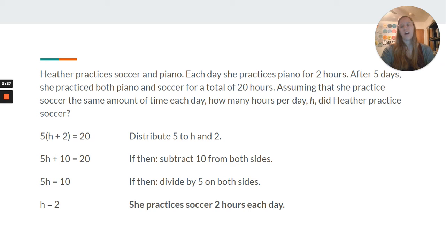You first want to distribute the 5, so we have 5h plus 10 equals 20. Subtract 10 from both sides, then divide by 5. H equals 2, so she practices soccer 2 hours each day.